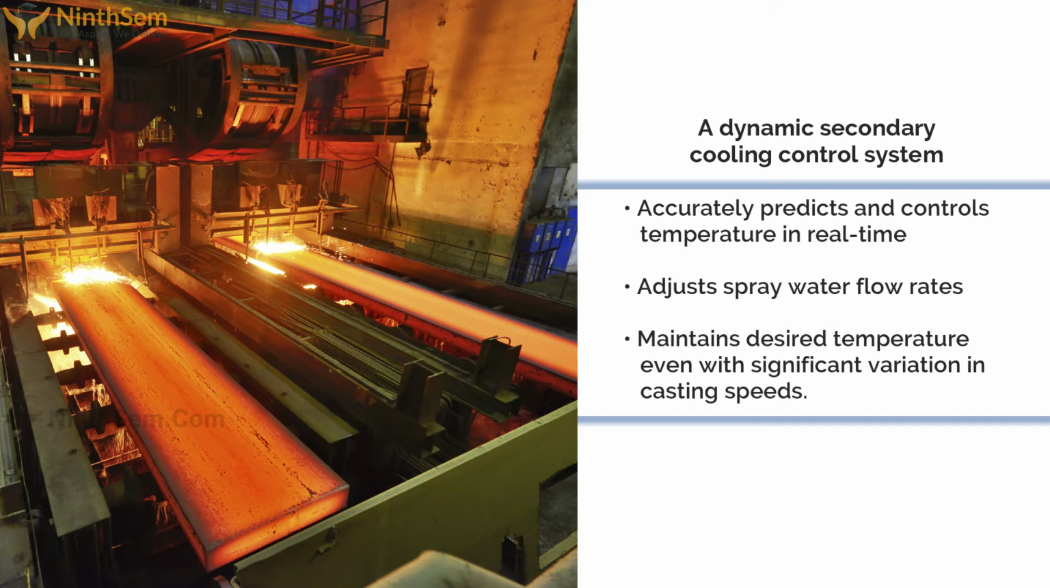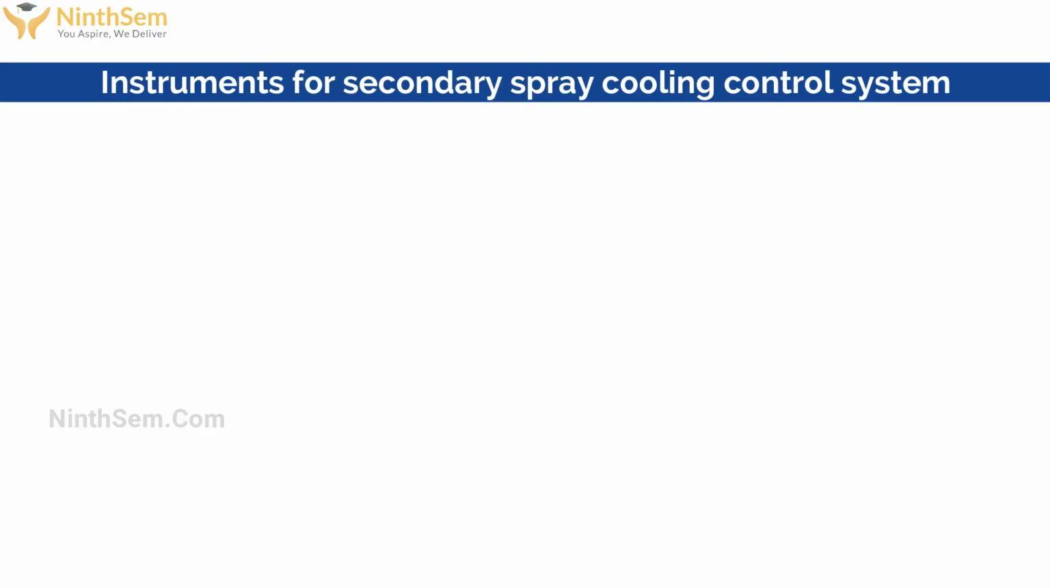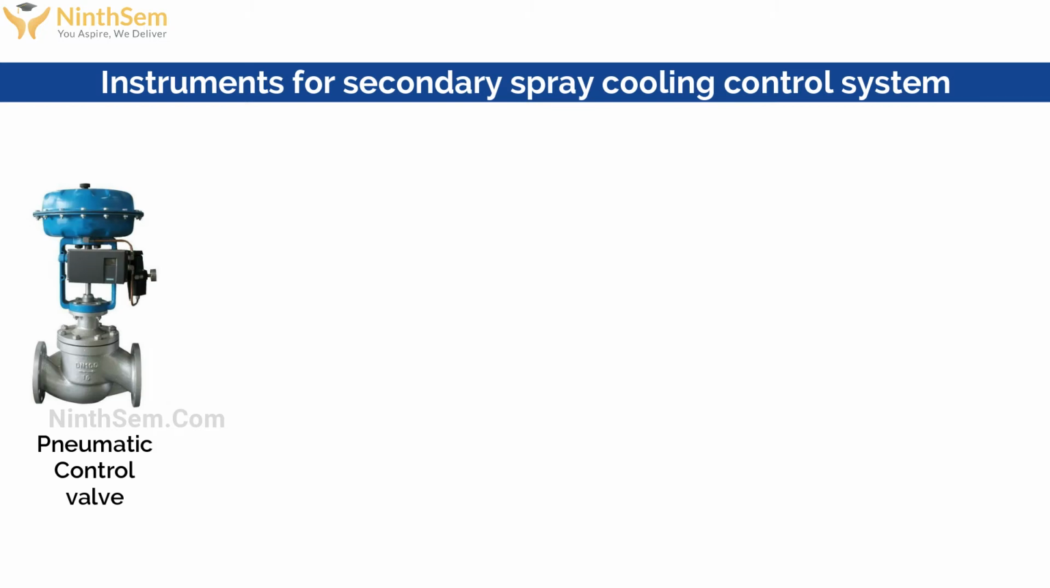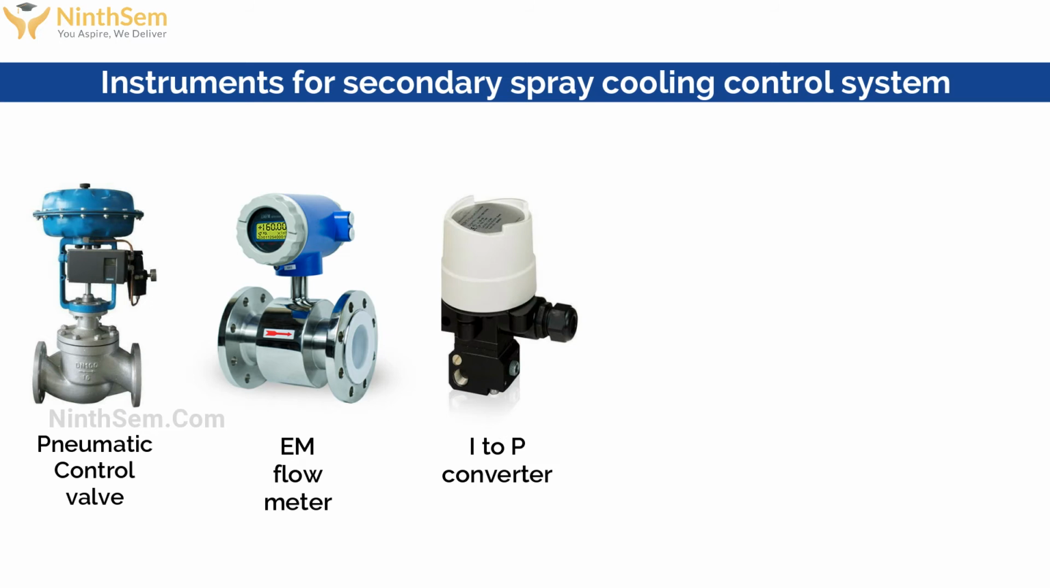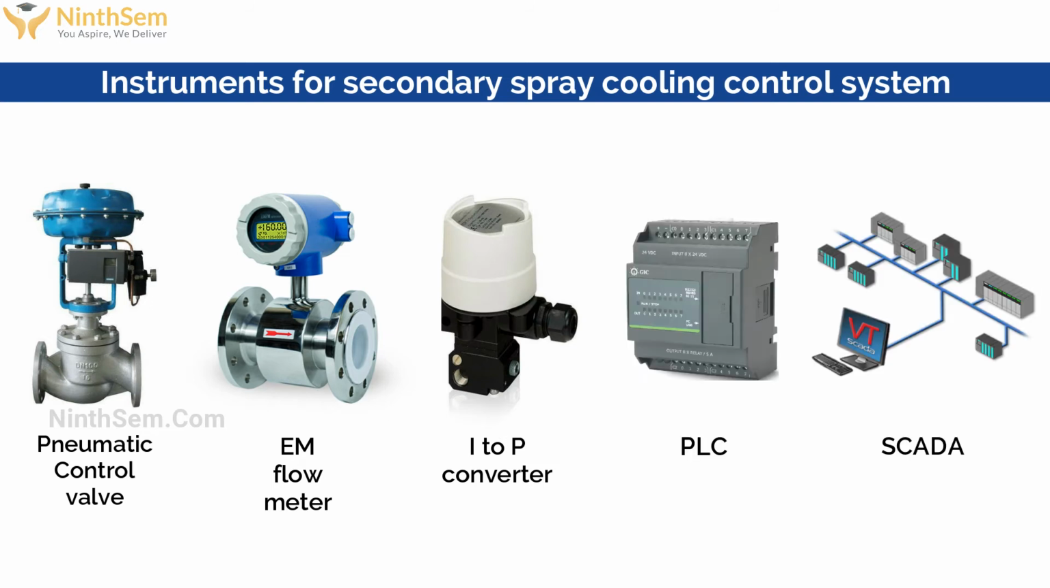So that is regarding the process point of view, but our main concern is how process control automation can be achieved throughout the secondary cooling system. The instruments for the secondary spray cooling system consist of a pneumatic control valve, electromagnetic flow meter, I2P converter, that is current to pressure converter, PLC and SCADA.